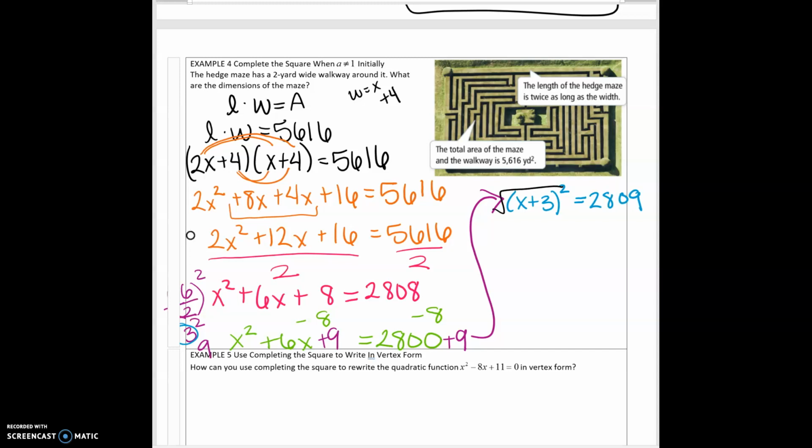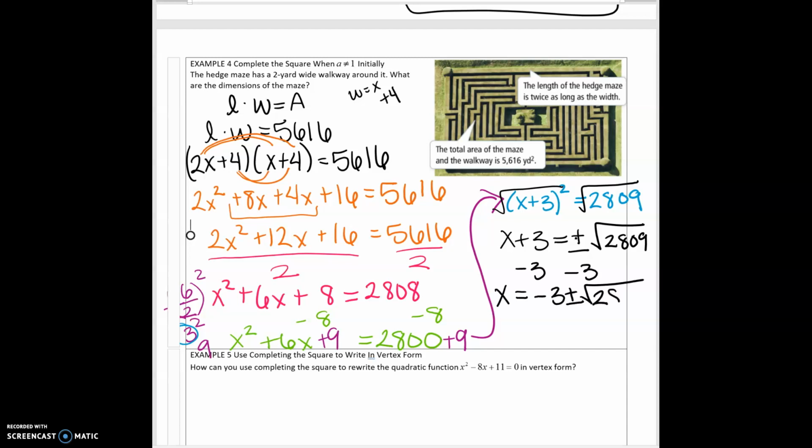So square root both sides. We get x plus 3 equals the square root of 2,809. We're just going to leave that for now, but make sure you put the plus or minus in it. Then we're going to subtract 3 on both sides. So now we have x equals negative 3 plus or minus the square root of 2,809.